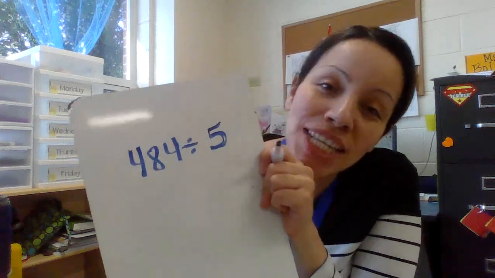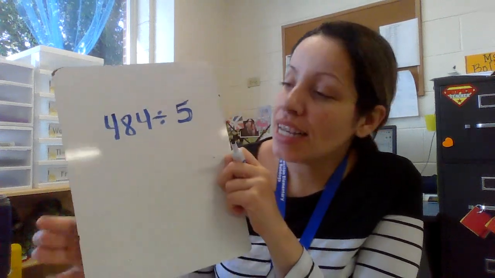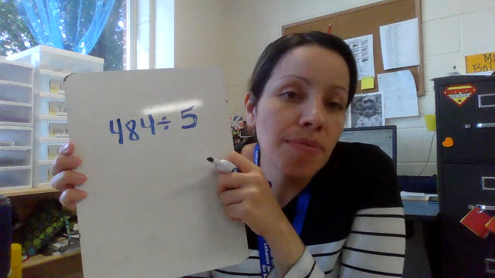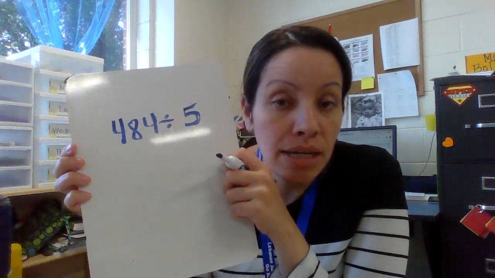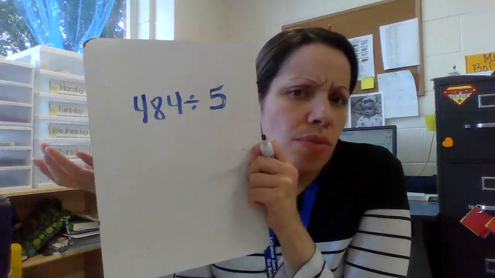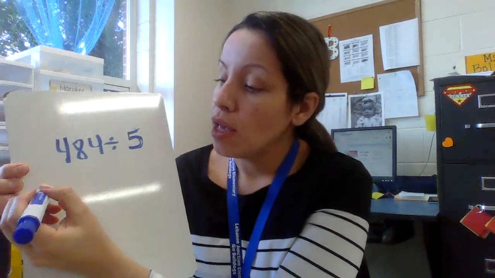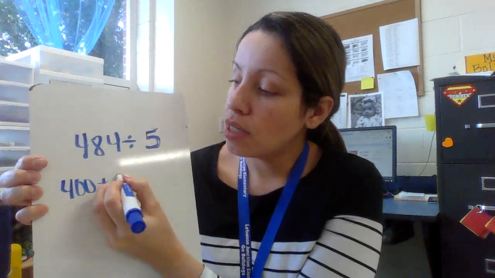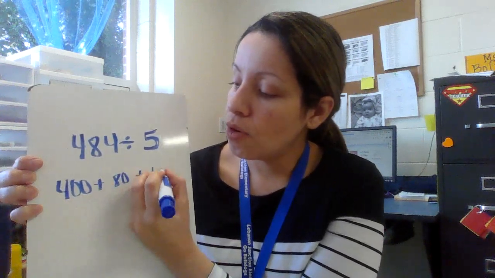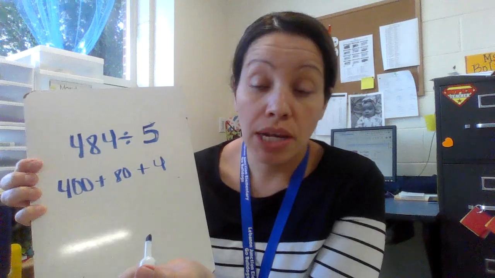Okay, you should have paused. And after pausing, let's see. It doesn't matter which method you used. Mine, I will just use the box method this time because that's just easier for me, okay? So I'm going to break down the number into 400 plus 80 plus 4 because that makes 484. And I'm dividing by 5.